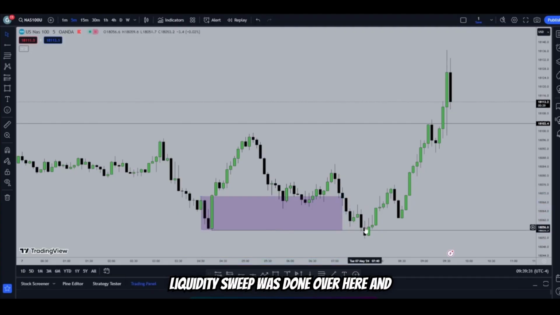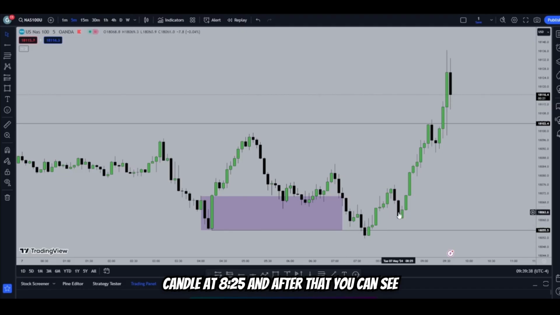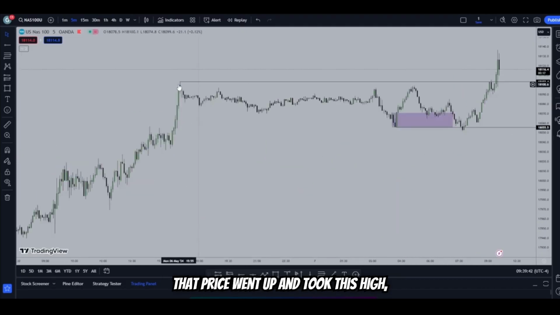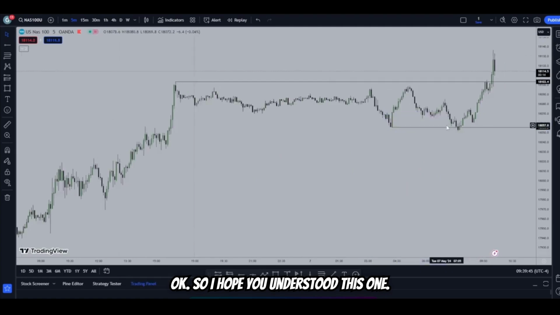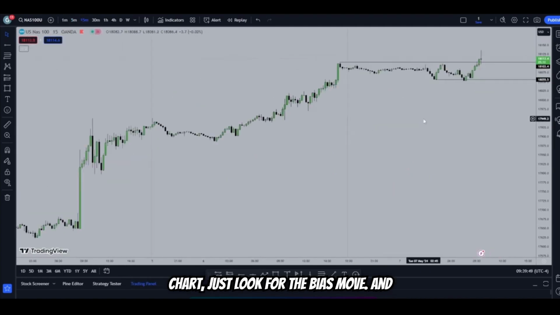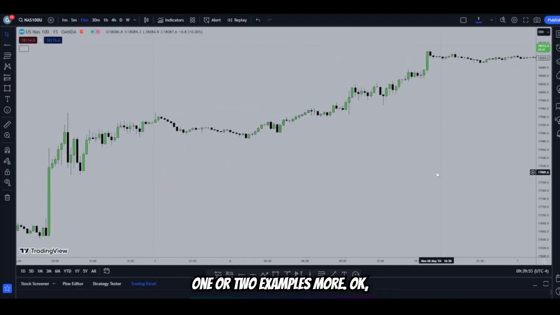Okay, so the liquidity sweep was done over here, and now we can see a fair value gap over here and this order block also here. So you can enter right over here at this candle at 825, and after that you can see the price went up and took this high. Okay, so I hope you understood this one. And from this, if you're on a 15-minute chart, just look for the bias move. And now I should show you one or two more examples.